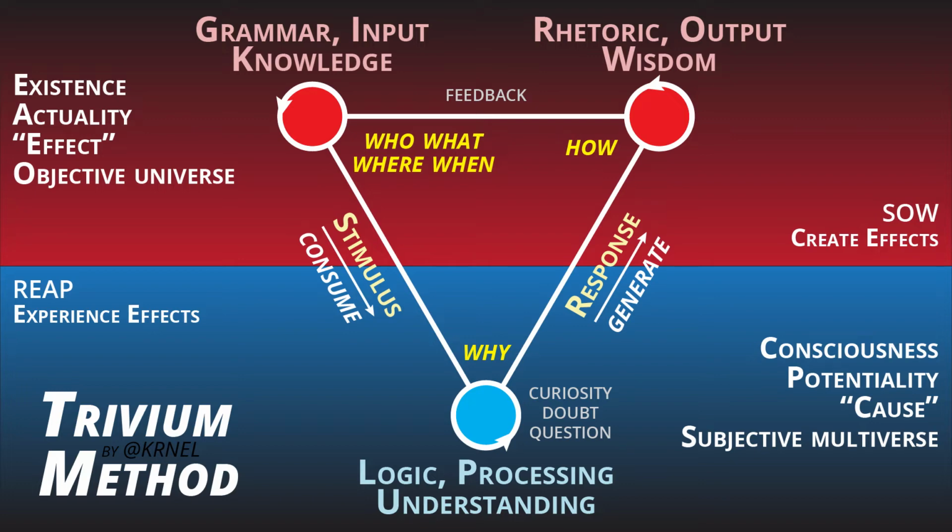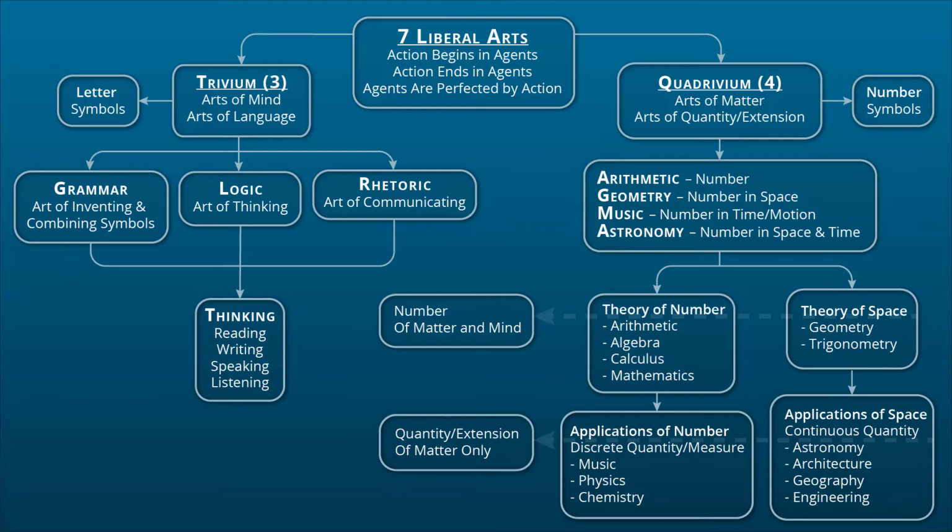We input knowledge, the grammar, and process it, analyze it, filter it for contradictions through logic, to gain more understanding. Then this gives us the wisdom of how to act so that we can wisely output into the world, the rhetoric. The three paths feed back within ourselves and with others. The product of proper thinking is the objective truth that any can verify with their own thinking.